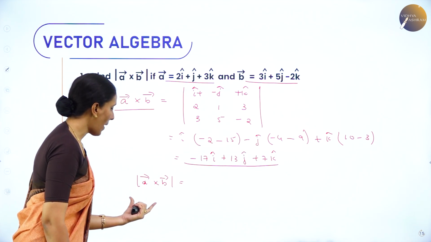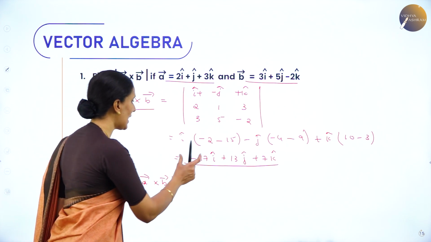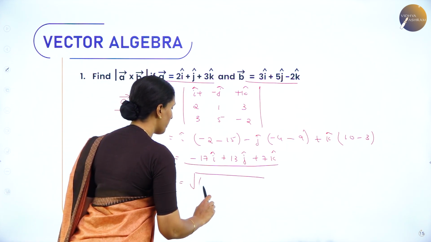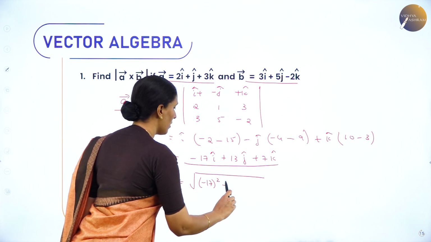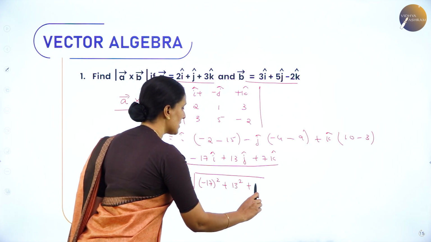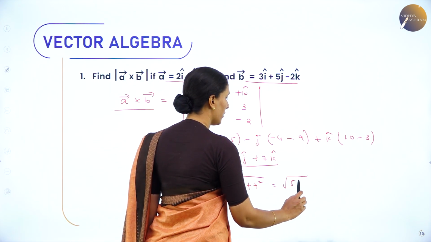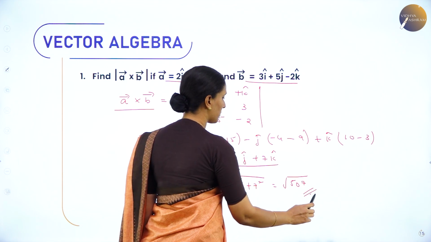So now we need the magnitude of this vector. That is the length of this vector. So it is always the square root of 17 whole square plus 13 square plus 7 square. So that is equal to root of 507.